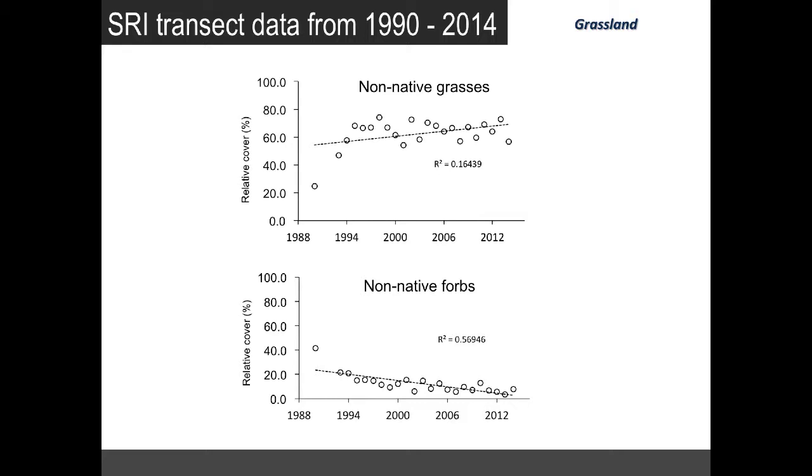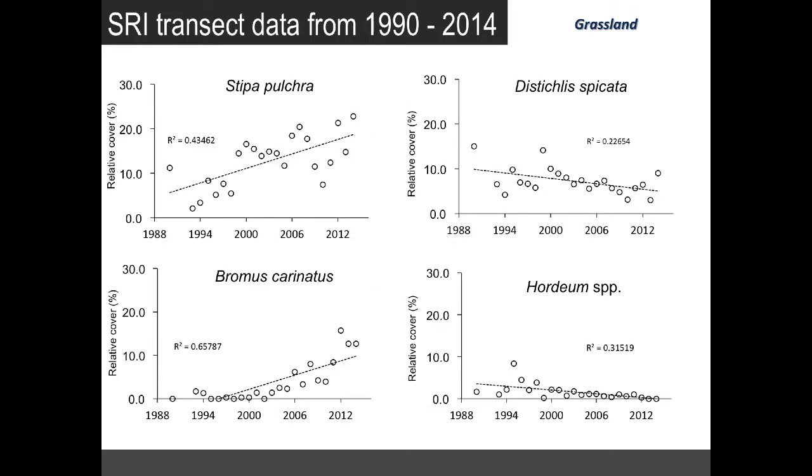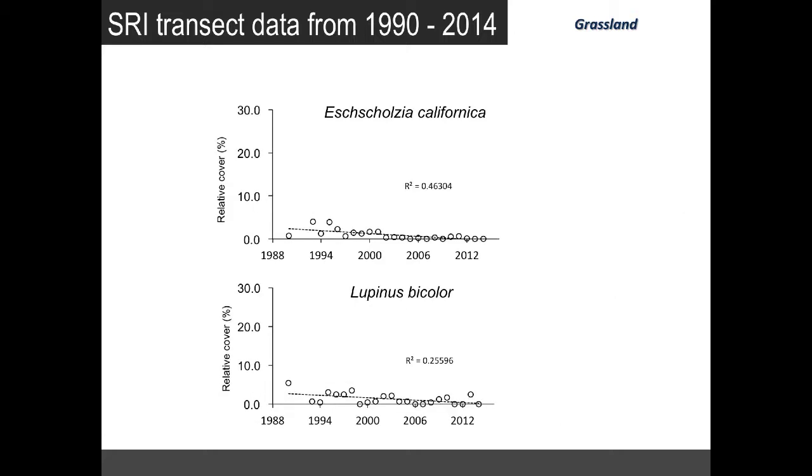And yes, you do have a proliferation of non-native grasses at the expense of some forbs, but you also have a proliferation of native bunch grasses. So in sum, we've got a change in community composition within the grassland following non-native grazer removal, and a shift from a predominance of European annual species towards native grassland species.